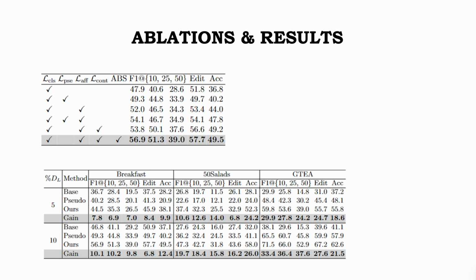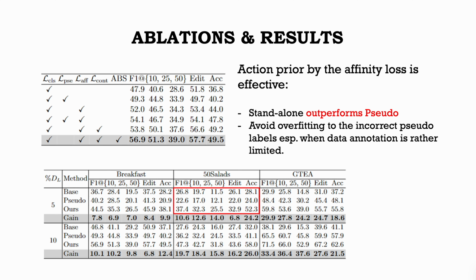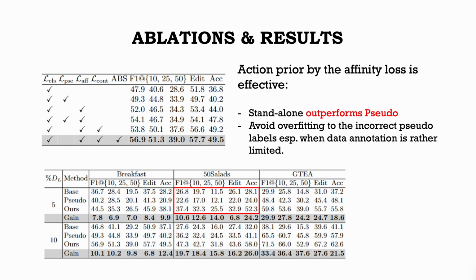In the performance table on 3 benchmarks, it is noteworthy on 50 Salads with 5% of labeled data. The naive pseudo-labeling approach performed even worse than the baseline that only trained with the labeled data. We speculate that this is because of the catastrophic confirmation bias from the incorrect pseudo-labels. However, our approach was able to correct them and boosted the performance by a large margin.